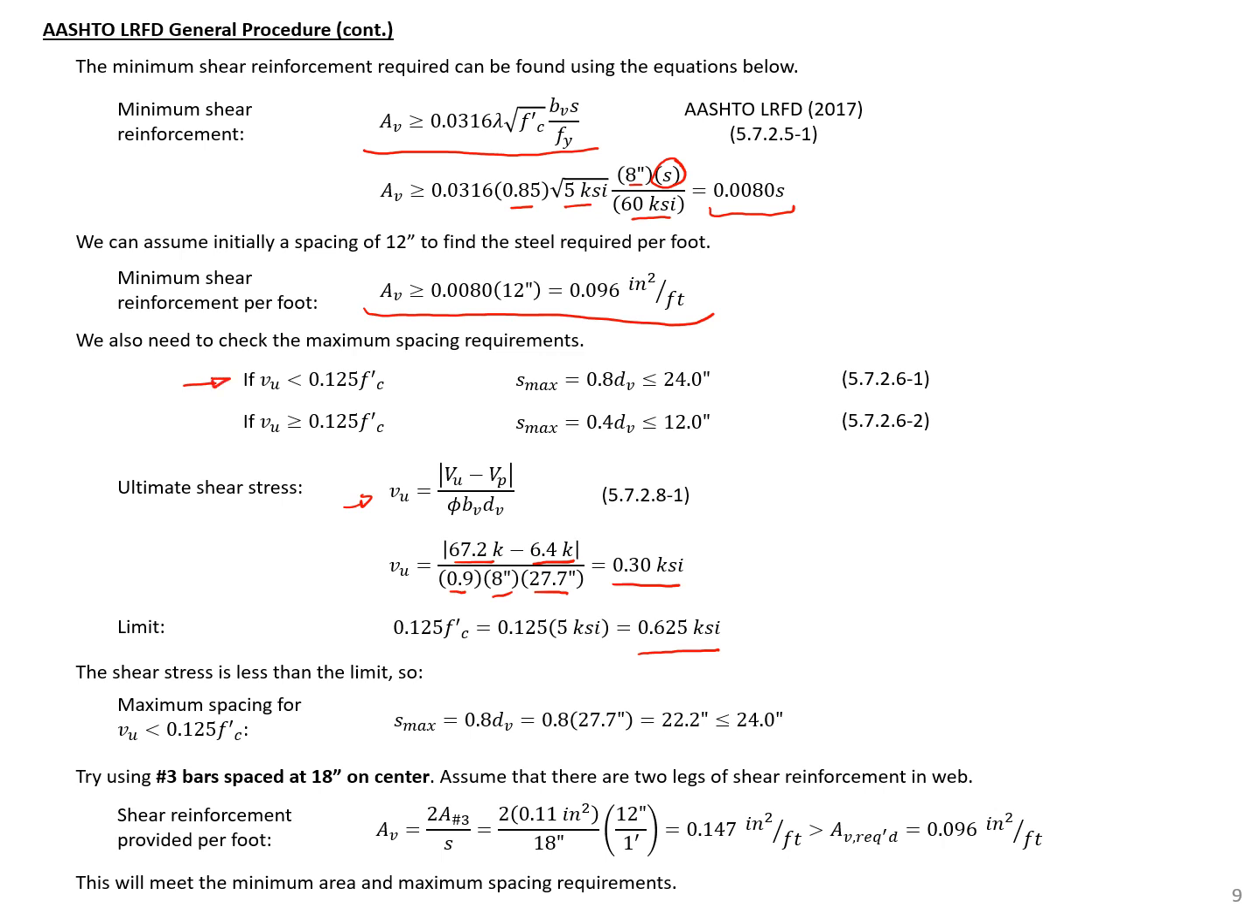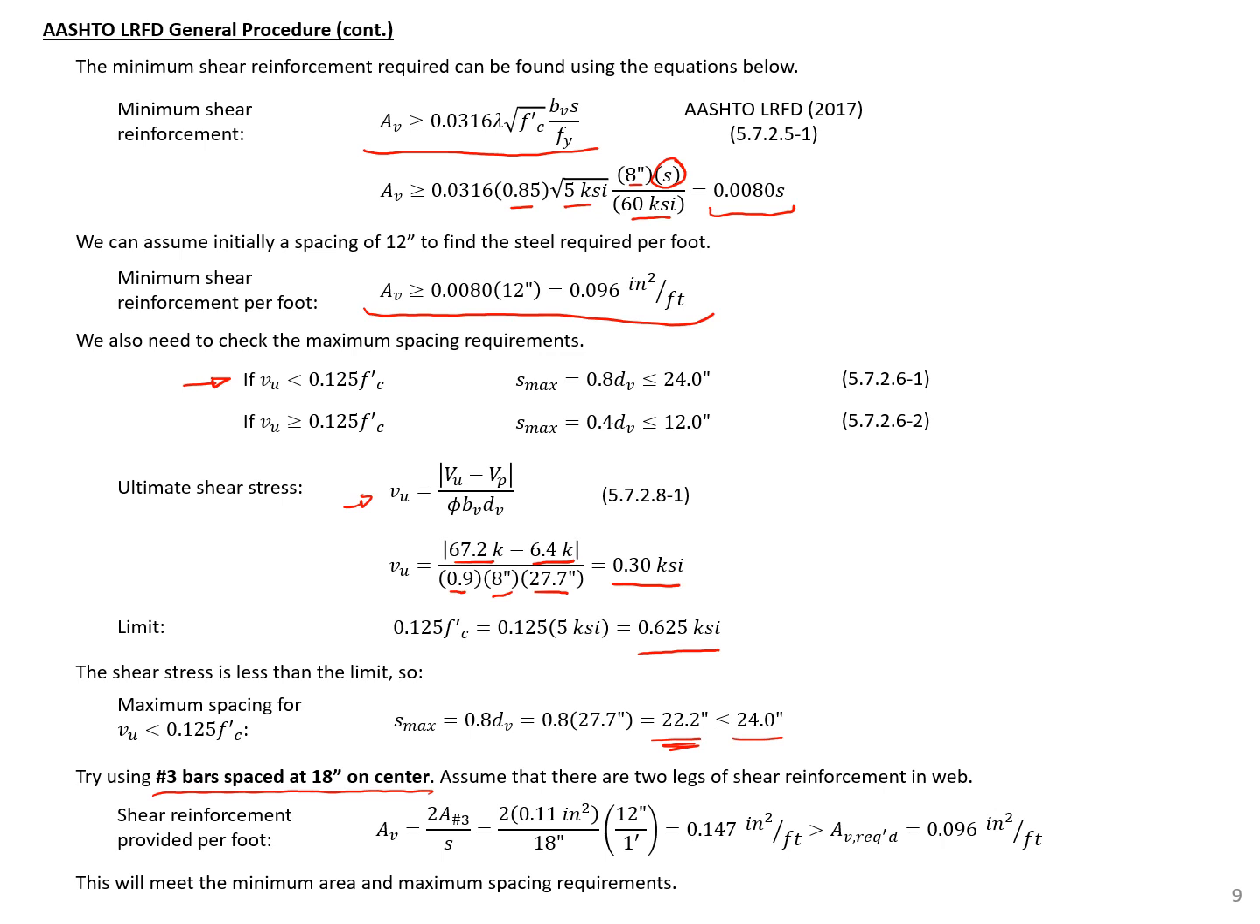So our maximum spacing then is 0.8 times dV, or 22.2 inches, and this is less than or equal to 24 inches. So we know that our spacing limit is 22.2 inches. So I'm going to try and just recommend using number 3 bars spaced at 18 inches on center.